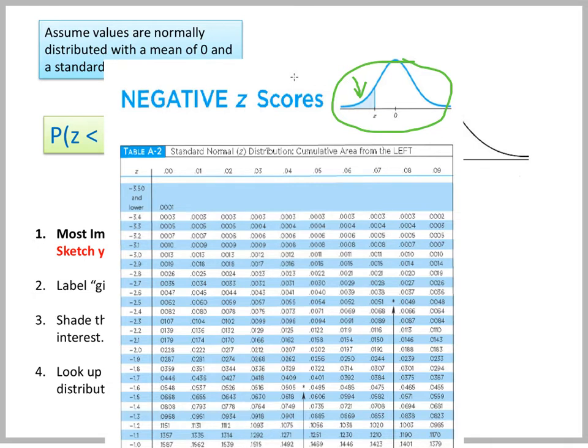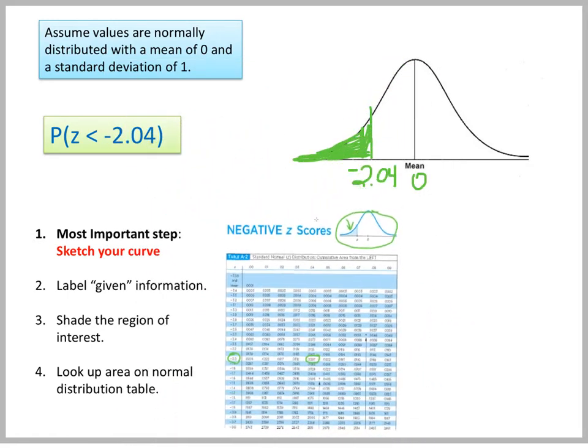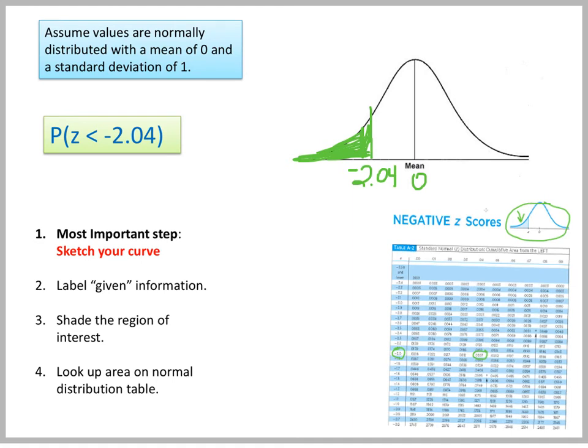So we come over on the left and we find negative 2.04. We find negative 2 and we come over to 0.04. And we find that the area in that shaded region is 0.0207. So this tells me that my area for this part of my curve is 0.0207. So the probability of a score less than negative 2.04 is 2.07%.